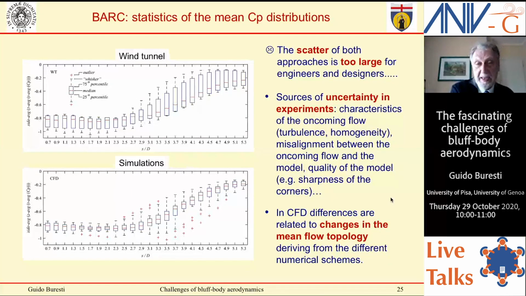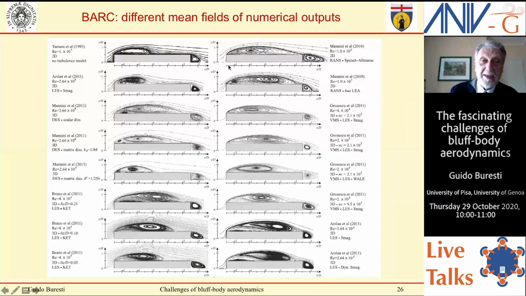And in computational fluid dynamics, the difference comes from different numerical schemes, different approaches, different discretization of the equations, which give rise to different topologies. And you see here, for instance, the result of a number of numerical outputs, and you see the difference in the topology of the flow, in the recirculation region. They are very different. So you obviously get very different results.